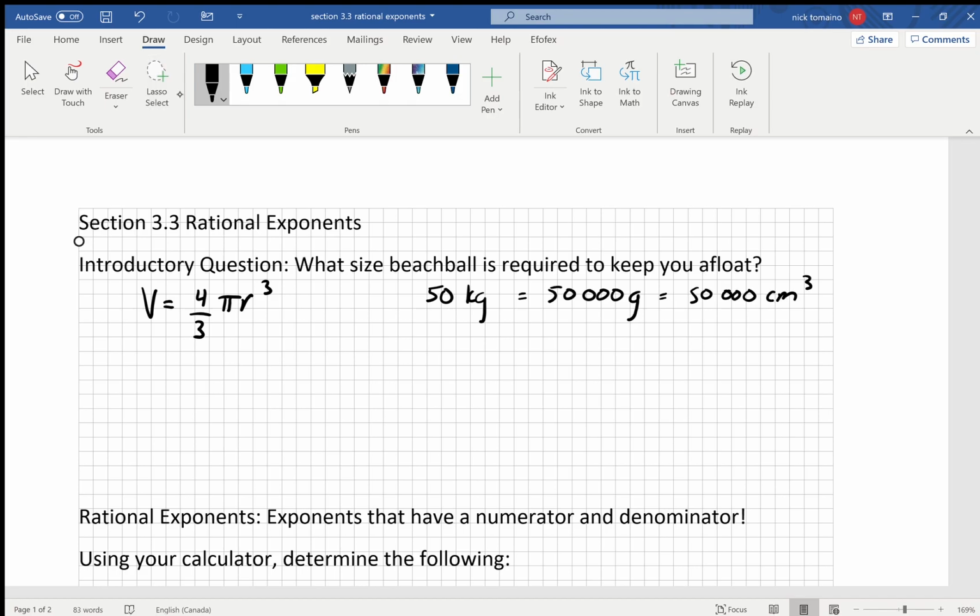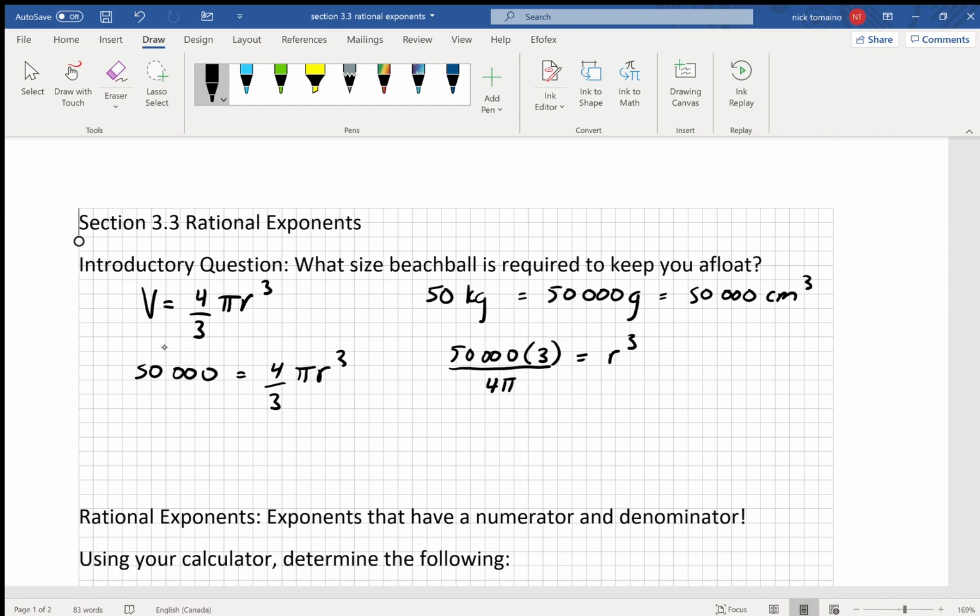All right, so all you do is you just plug that in for volume into your formula. So we have 50,000, and we're going to look to solve for radius, is equal to 4/3 pi r cubed. Okay, so now we're just going to rearrange. So we're going to have 50,000 times 3 divided by 4 pi is equal to r cubed. Okay, so we would evaluate that. I'm not concerned with what the answer is right now.